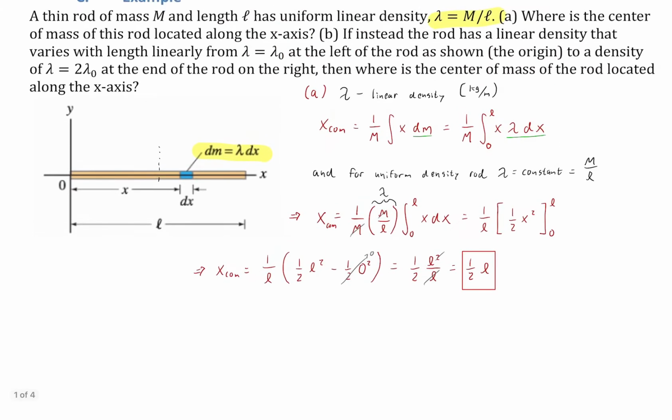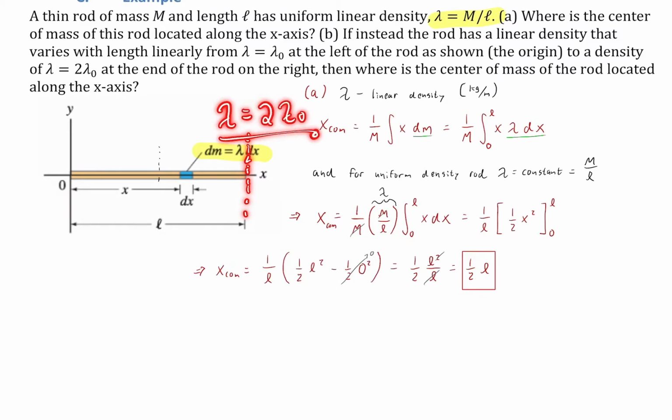All right, so now let's do part B. If instead the rod has a linear density that varies with length linearly, that means it's going to gradually increase. At one end, it's lambda naught, again just a placeholder, and that's at the left side, the origin. And then it's going to steadily increase until at the far right side, at the end of the rod, where x equals L, the density is going to be lambda equals 2 lambda naught.